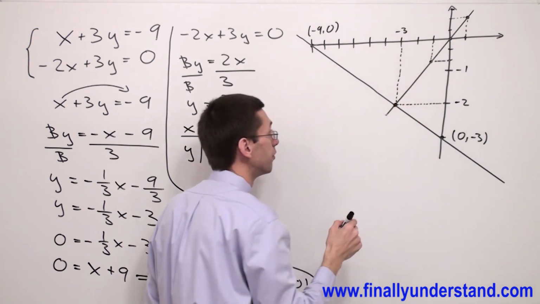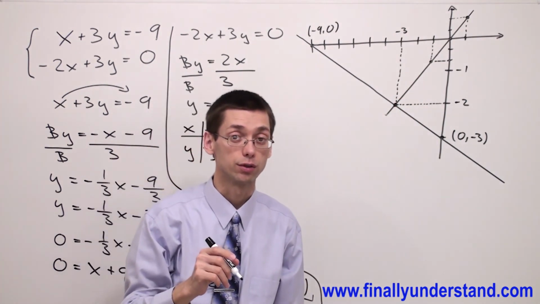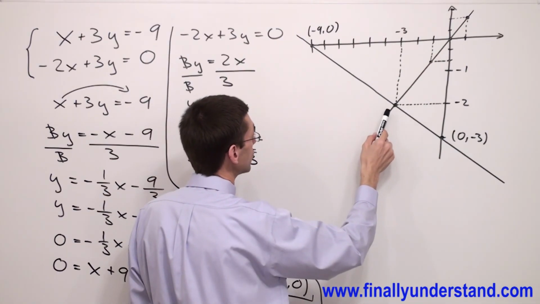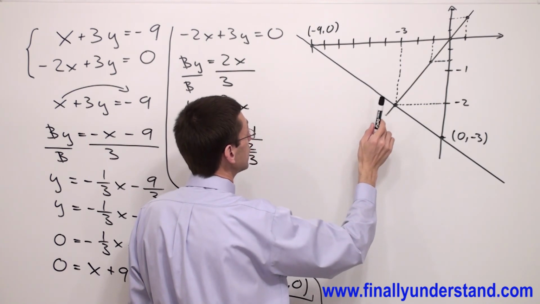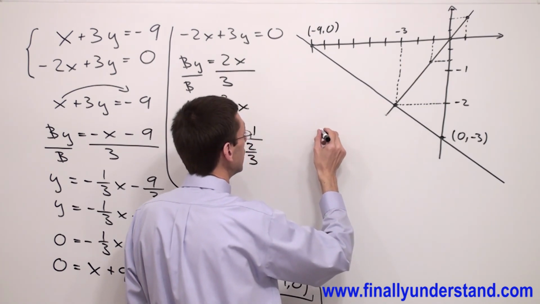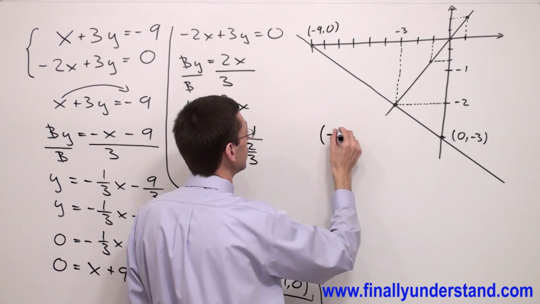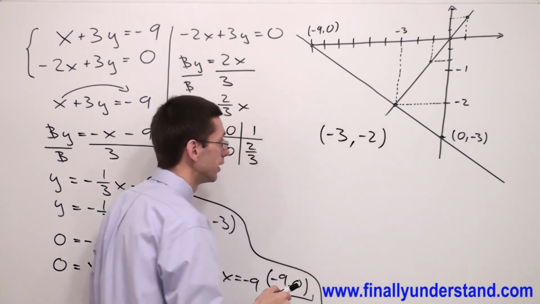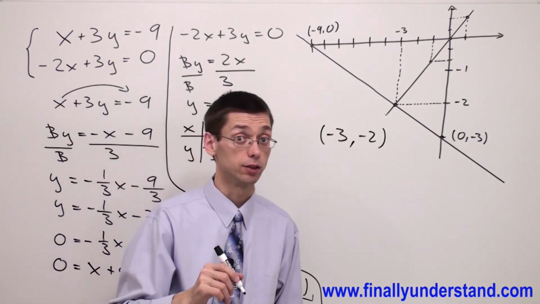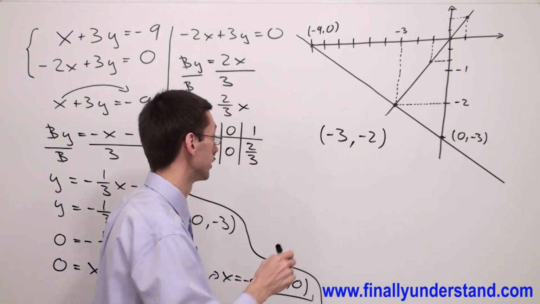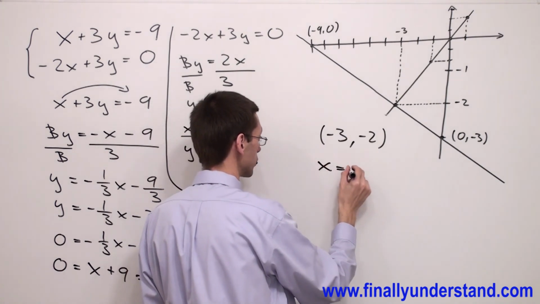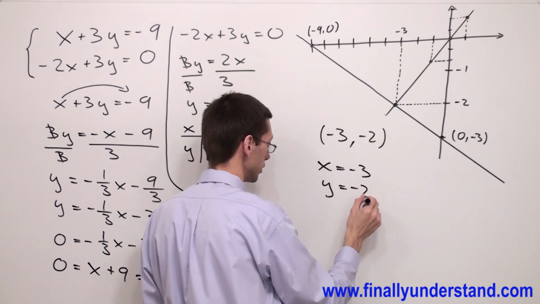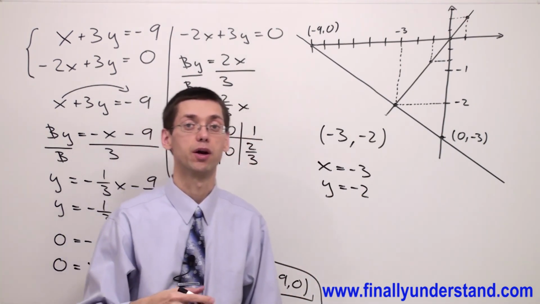So basically we found the solution to this problem, because these 2 lines intersect at point -3, -2. Then we're supposed to write that the solution to our problem is the value of x equals -3 and the value of y is equal to -2. And basically we can say that the problem is solved.